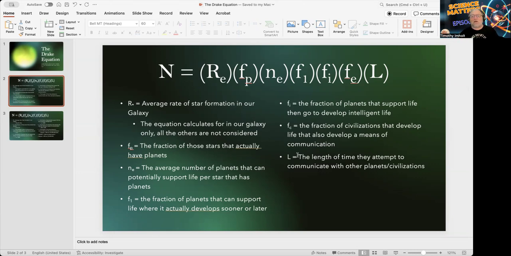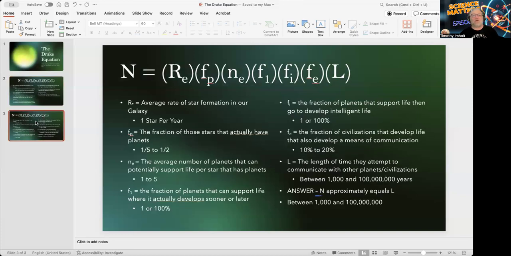That's important. L, the length of time they attempt to communicate with other planets. So let's say they develop the means to do it and they never bother. That takes them out. But let's say they develop the means to do it and they start trying and they just keep going. They keep trying to communicate with people out there. That length of time. So when it was first calculated by Drake, he took what I think is a very conservative approach.